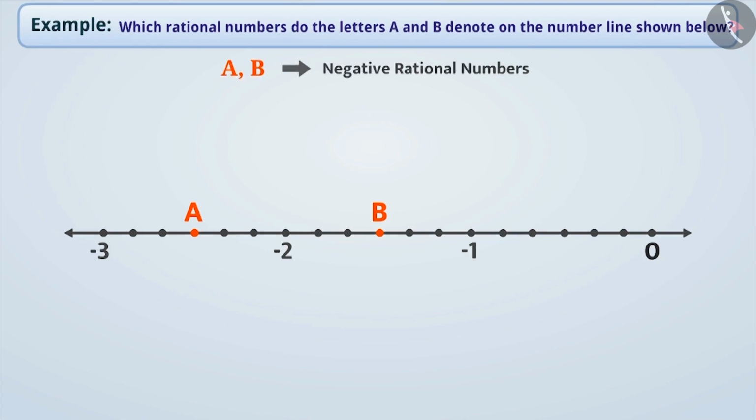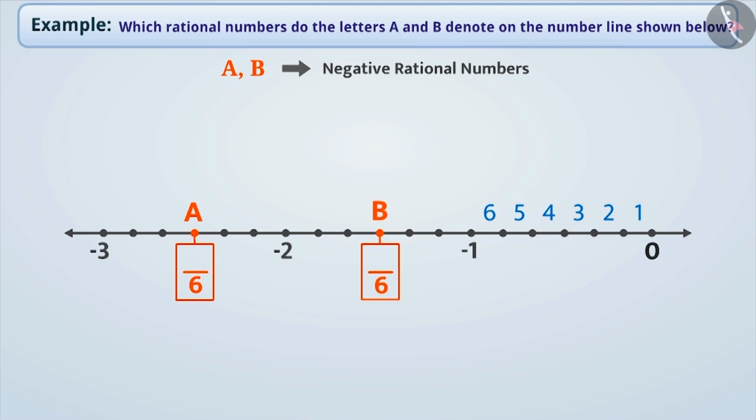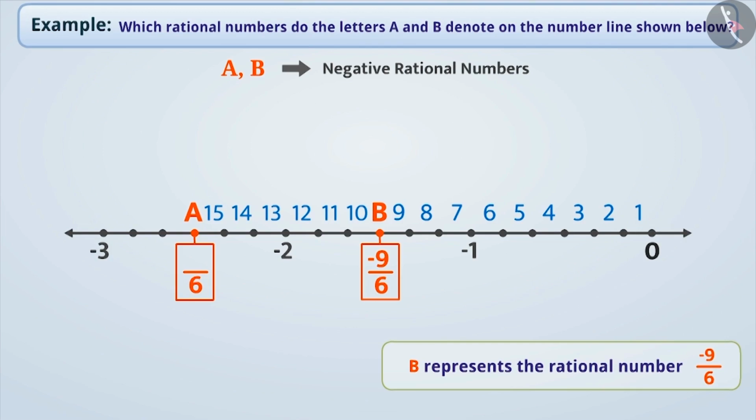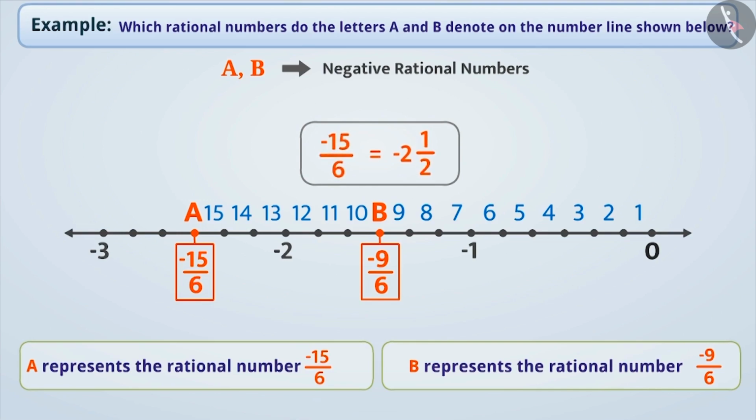We can see that the unit distances are divided into 6 equal parts. As a result, we can say that the denominator of both A and B will be 6. Since the position of B is 9 units to the left of 0, we can see that the numerator of B is minus 9. Therefore, the letter B represents the rational number minus 9 by 6. Similarly, A's position is 15 units to the left of 0. Here we can say that the numerator of A is minus 15. As a result, the letter A represents the rational number minus 15 by 6. We can also write this as minus 2.5.